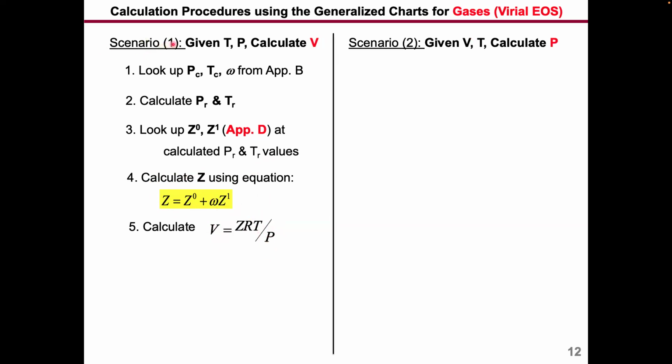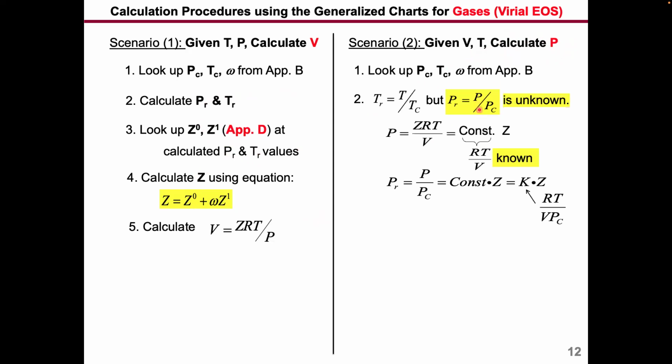So that's scenario 1. Now, scenario 2 is more complicated. Let's say we only give you the volume and temperature of that particular gas. We want you to calculate the pressure, okay? So this is trickier because, without a P, we cannot look Z0, Z1 up, because we have to have temperature and pressure to look up Z0 and Z1 values, right? But we can still calculate this. This is how we do that.